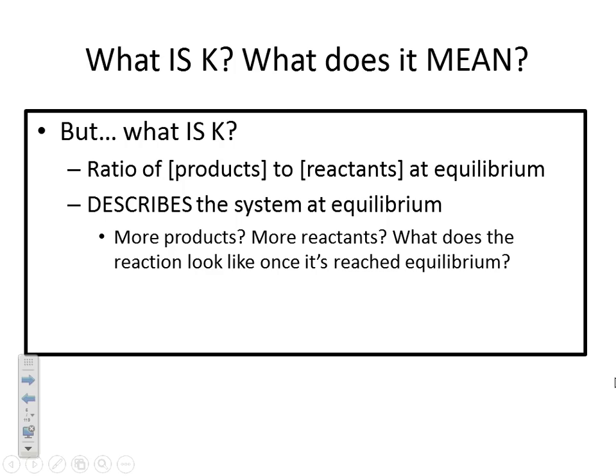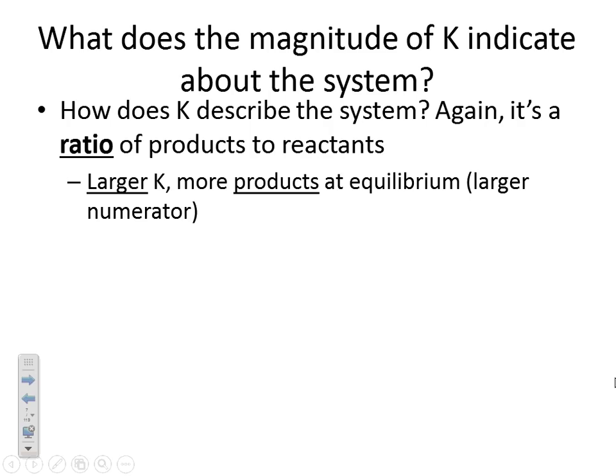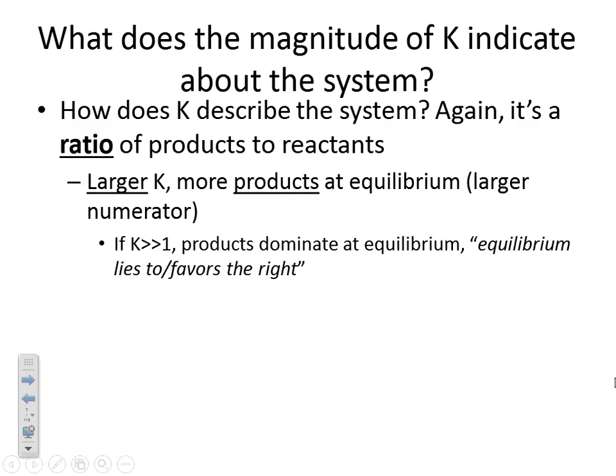So it's a ratio. How does K describe the system? It's based on this ratio. So the larger the K value, the more products you're going to have at equilibrium, because your numerator, because it's products divided by reactants, is going to be larger. The larger your numerator, the larger your overall value becomes. If K is significantly greater than 1, then we say that products dominate at equilibrium, and you basically have way, way, way more products than you do reactants. And we use the terminology that the equilibrium lies to the right, or that it favors the right.